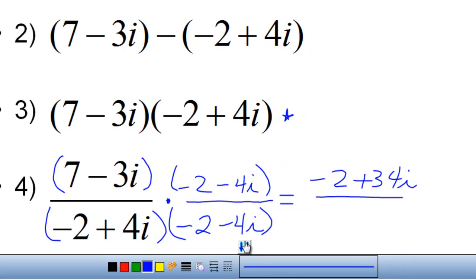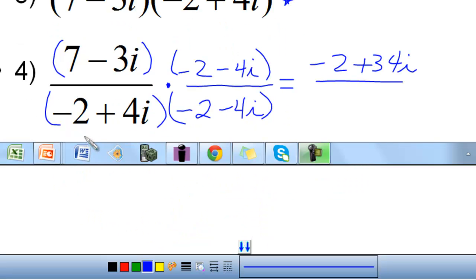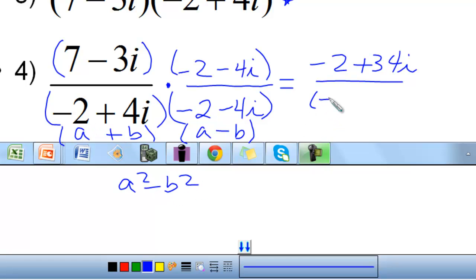So now what we need to do is the denominator. Remember, for the denominator, this is really like saying a plus b times a minus b, and we know that multiplies into a squared minus b squared. So a is our value of negative 2. So negative 2 squared minus 4i squared. Negative 2 squared is going to be 4.